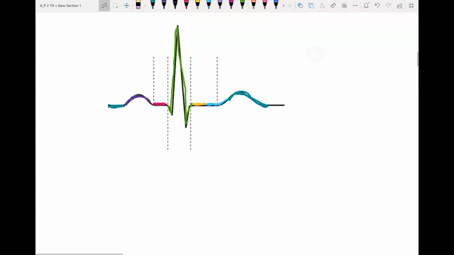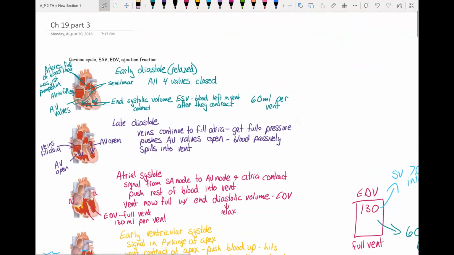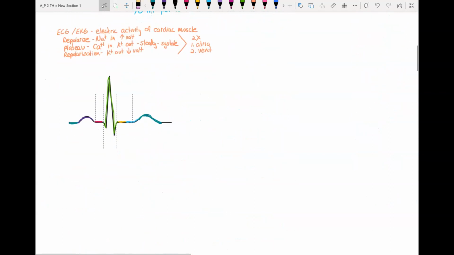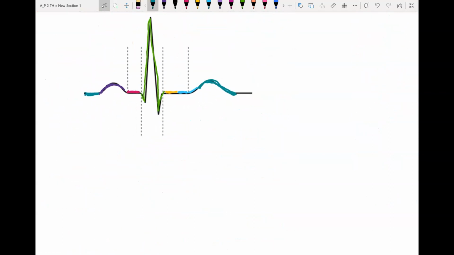So we're going to start off. Our first thing up here was early diastole, when the heart is relaxed. So notice that's at the ends. So like here and here are when the heart is in early diastole. So this is when the heart is between beats and it starts to fill with blood.